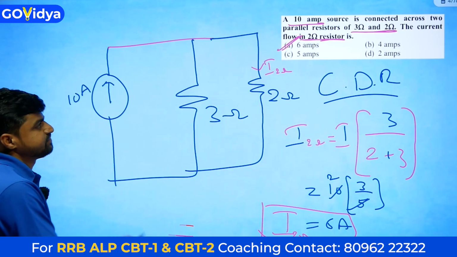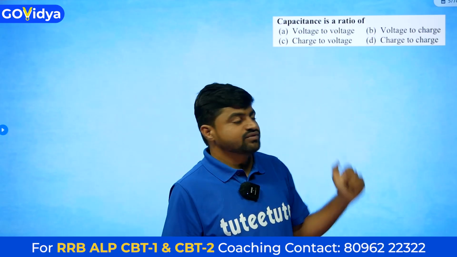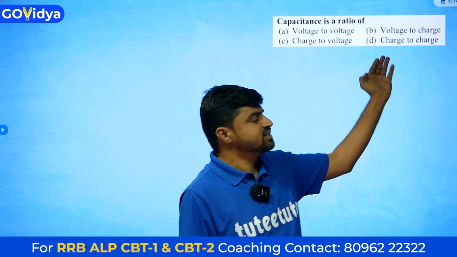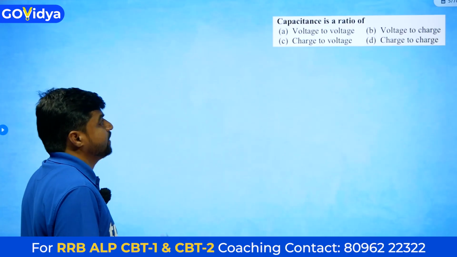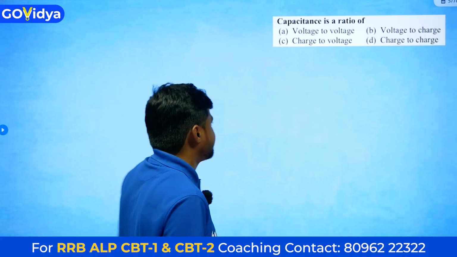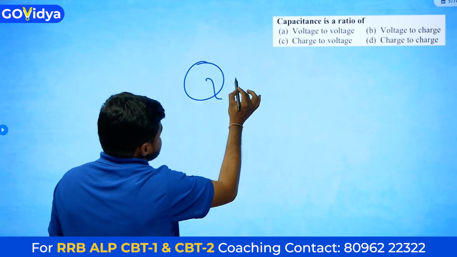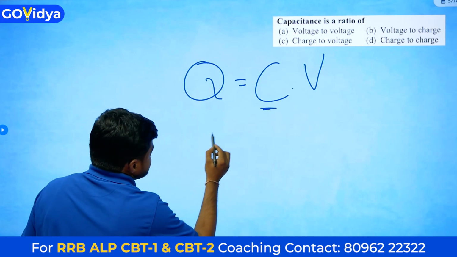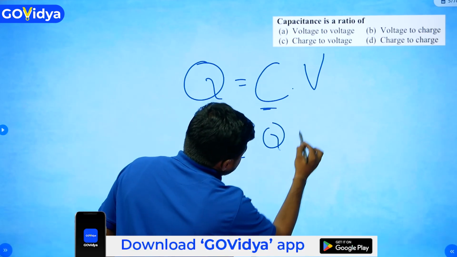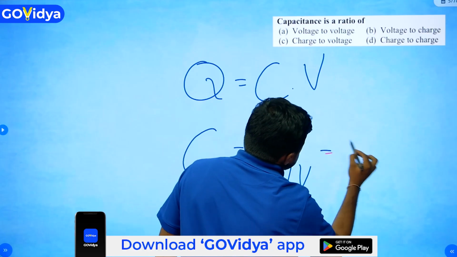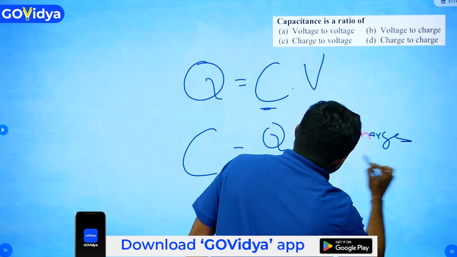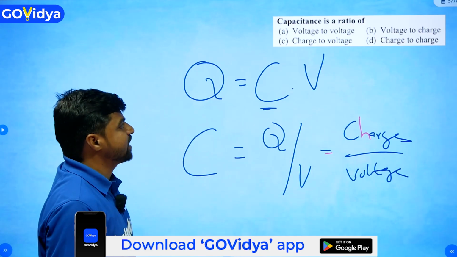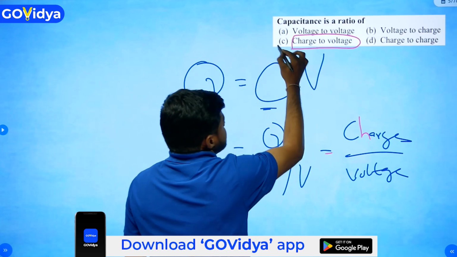Okay, next question: capacitance is the ratio of voltage to voltage, or voltage to charge, or charge to voltage, or charge to charge. We have a relationship between capacitance, charge and voltage, that is Q, charge, is equal to capacitance into voltage. So C is equal to Q by V. Q is charge, V is voltage. Capacitance is the ratio of charge to voltage. From the options, option C is the correct answer.